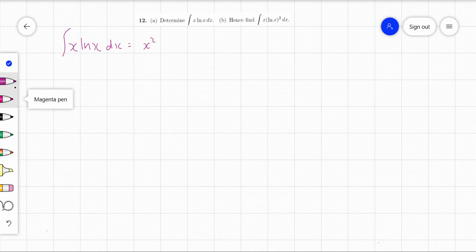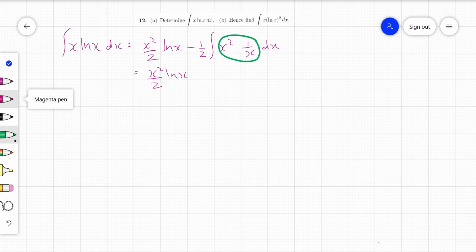So I'm going to integrate x squared on 2. There's my integration, and leave the other one minus, I've got my x squared on 2, and then I'm going to differentiate log x. Now when I do that, I get the x squared on 2 log x. I also get, so this bit here will just become x dx, which we know is x squared on 2.